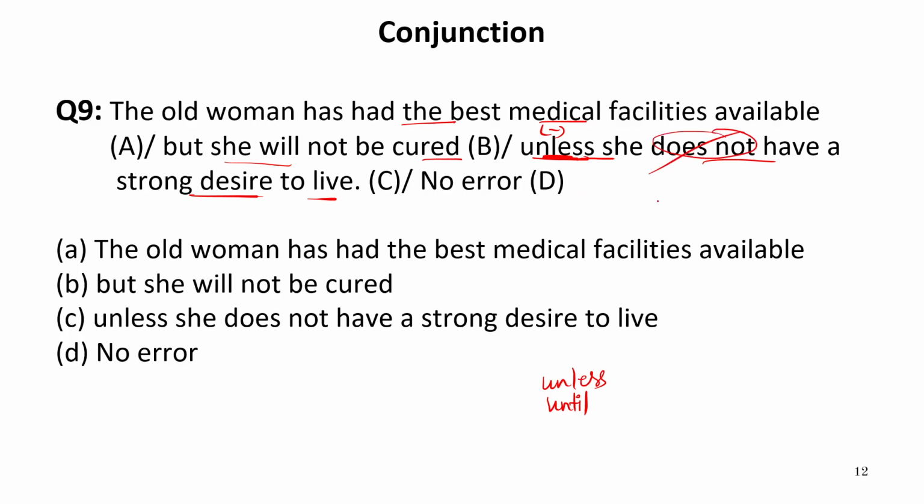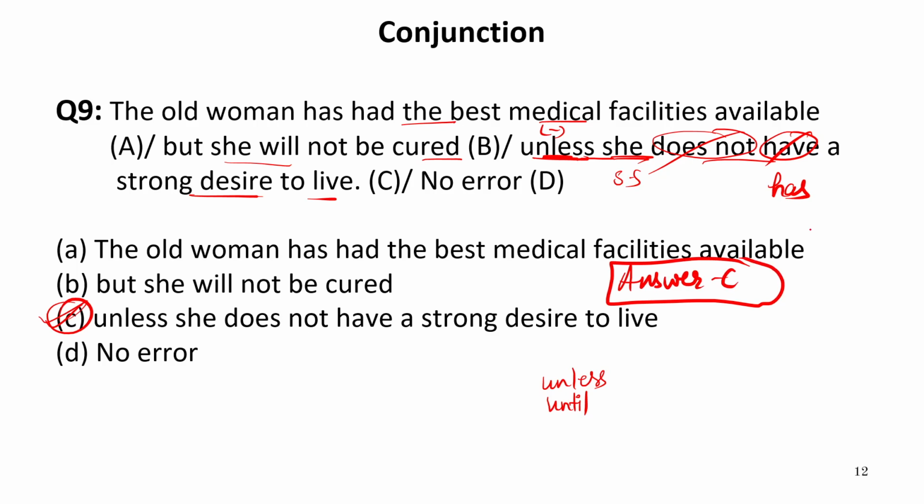In fact, she is a singular subject, so it should be followed by the singular form of the verb. Therefore, this has to be replaced with has. So the correct sentence will be the old woman has had the best medical facilities available, but she will not be cured unless she has a strong desire to live. Now the sentence will be correct. Therefore, the error is in part C. So our answer is C, in which this does not should be removed. In fact, this has to be replaced with has. Now let us move to the next one.